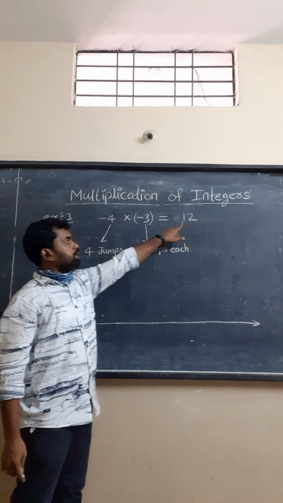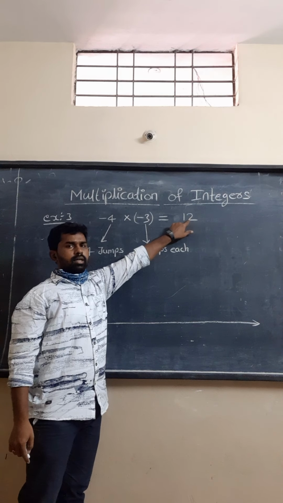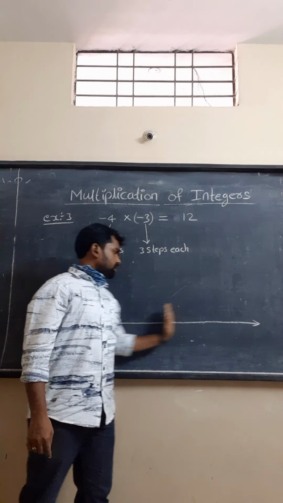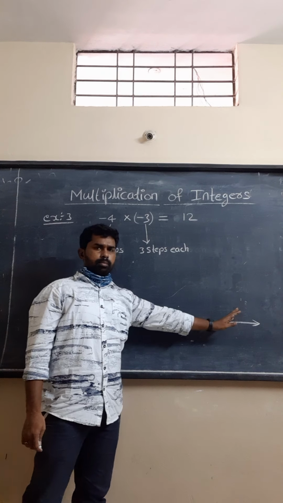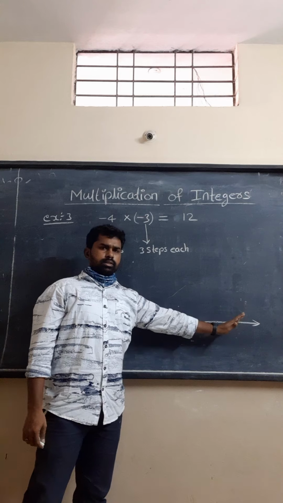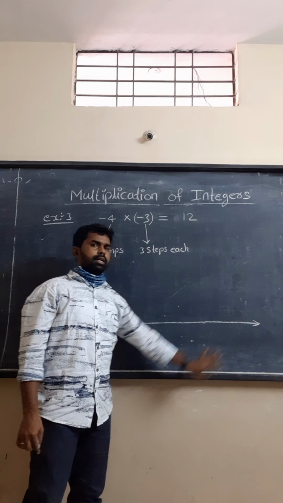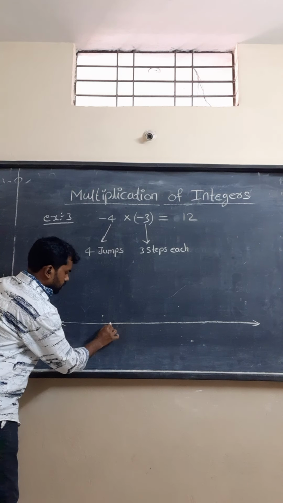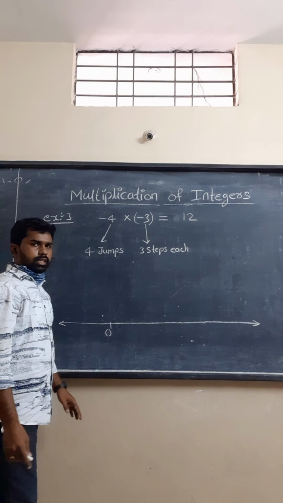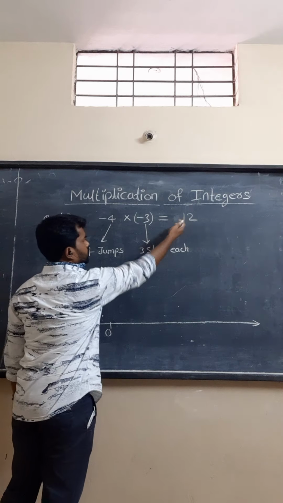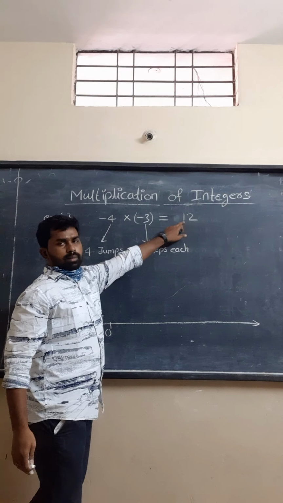See here, I need 12. Observe the answer. I need 12. That means towards the right side of the 0, I need more place. Up to 12 numbers, at least 12 numbers should be on the number line. So I am taking the 0 somewhat towards the left side because I need more place towards the right side. I want to write the numbers up to 12.